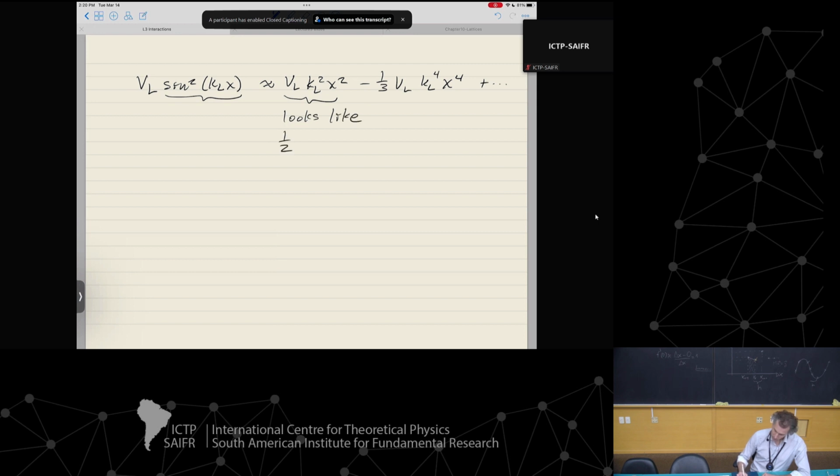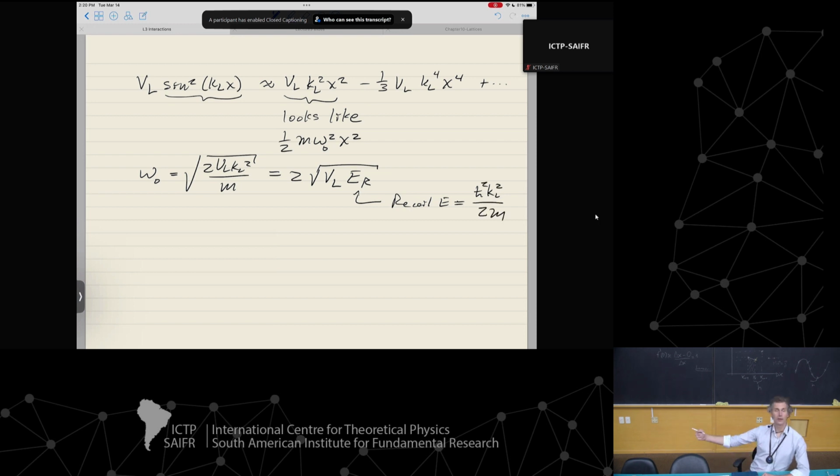The harmonic oscillator potential would be 1/2 m omega squared x squared. To make those two match, I need to write down this harmonic frequency, which is something like the square root of 2 V_L k_L squared over m. And if I look at this for a moment, that's the same thing as the geometric mean of the lattice depth and the recoil energy. And remember, the recoil energy is the kinetic energy of an atom with a momentum of a photon recoil. So the geometric mean between the lattice depth and a recoil energy gives you this, if I put it in the right units. Okay.